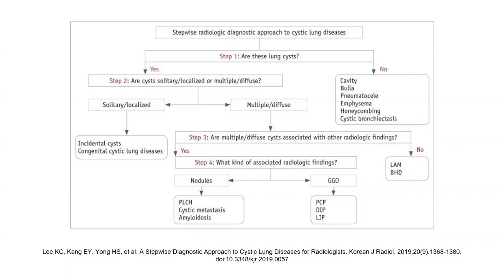with your differential diagnosis. So if there's nothing else but just cysts on your imaging, you're going to think about LAM and BHD, BHD being Birt-Hogg-Dubé. If there are other findings, you're going to try to see what those findings are. So if you see some centrilobular nodules, you might start thinking this might be PLCH, cystic metastases, or amyloidosis. Versus if you see a prominence of ground glass opacities, you're going to think about PCP, DIP, and LIP.